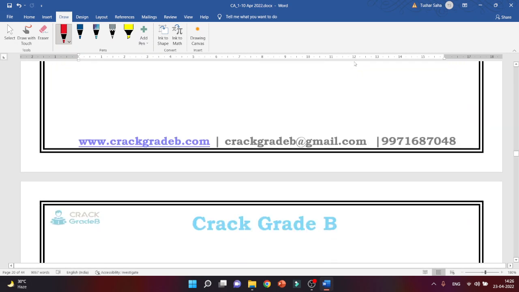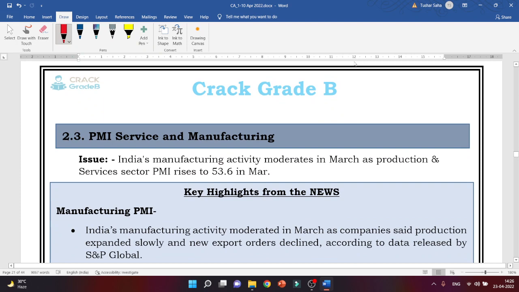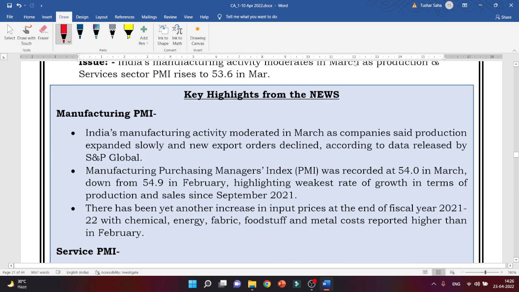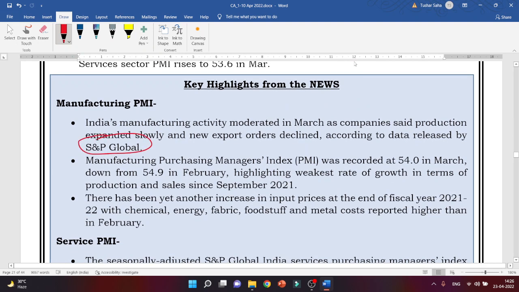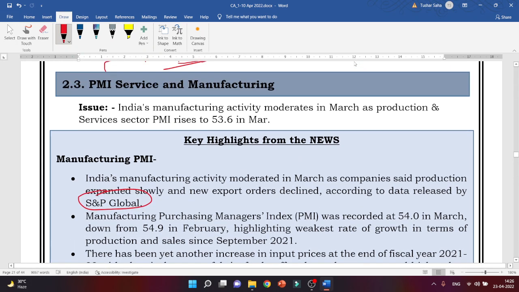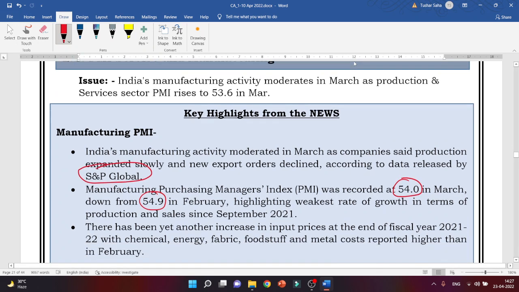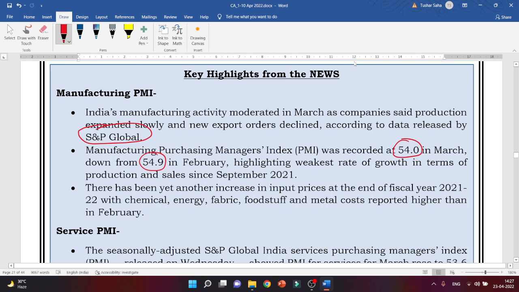So let's now move to the next news article, that is PMI Service and Manufacturing. Look, mostly PMI data is given by IHS Markit, but this data is given by Standard and Poor Global, right? So please do mark this when you read it. What we see is manufacturing PMI recorded 54.0 in March and 54.9 in February. See, data above 50 shows growth, whereas data below 50 shows negative growth, right?